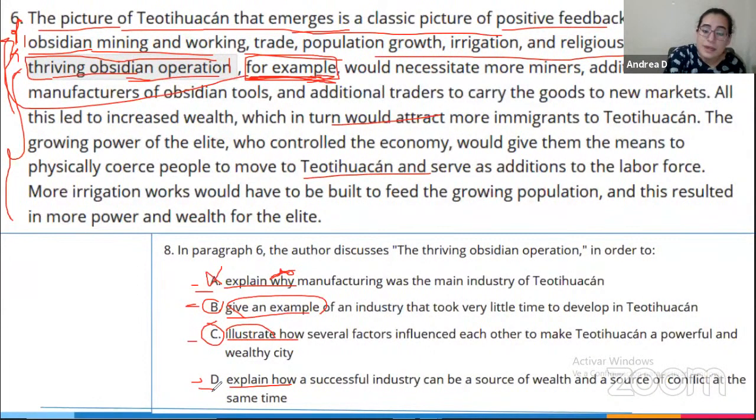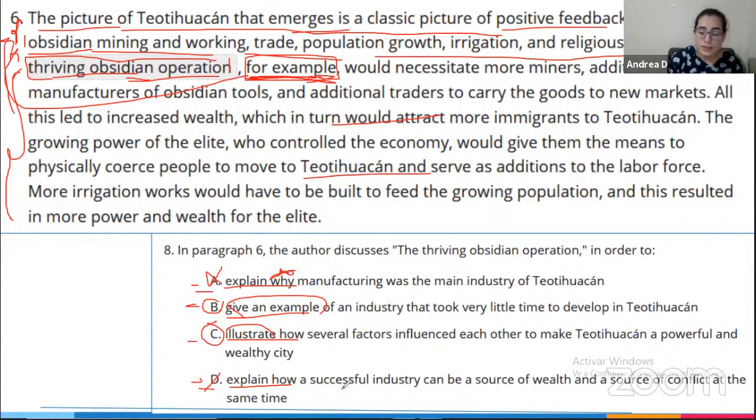And now explaining how, in this case, for instance, what I would need is a by. Maybe the picture of Teotihuacan is a classical picture of positive feedback by using the thriving obsidian operation, or they did this by doing that. So that would be explaining how, you know?